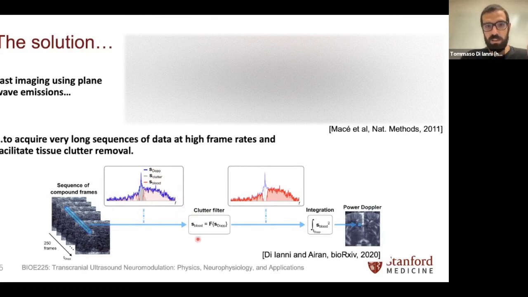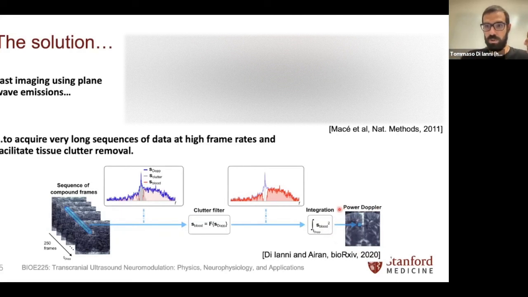And then we can do a much more efficient filtering, because this tissue clutter component is much narrower, it's much easier to filter it out. So our clutter filter now is much more efficient. We filter the tissue out, and we retain the blood signal in red here. And then to get to the power Doppler image, because it's power, we take an integral of the square of the spectrum, of the blood spectrum. We do that for each of the pixels in our images, and we get a power Doppler image of the whole brain.